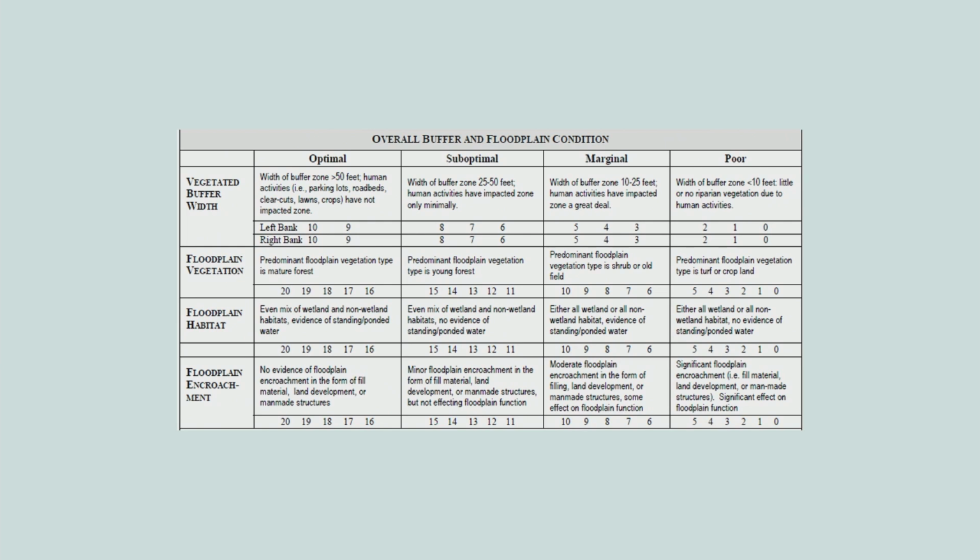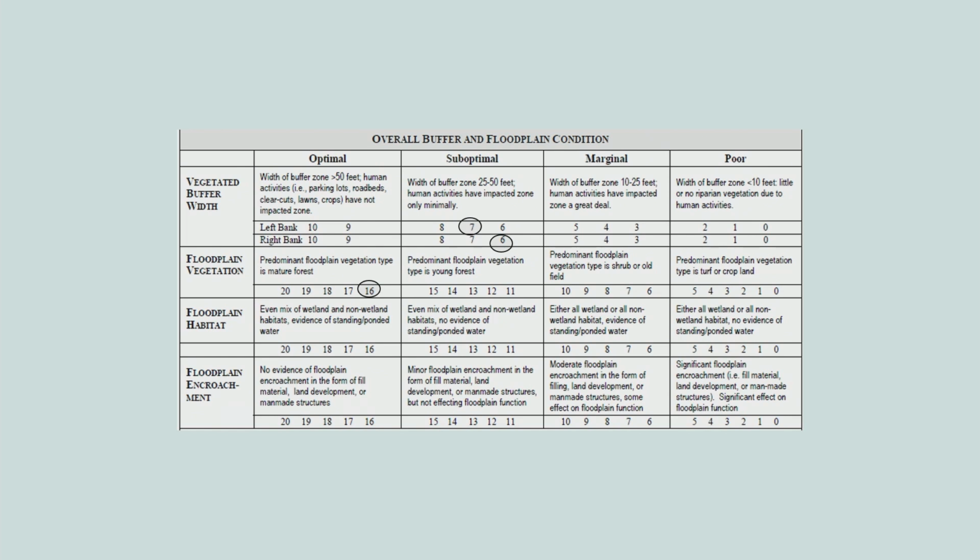The bottom half of the page is the overall buffer and floodplain condition. So for the vegetated buffer width, this reach was in a park, and housing was only close to one side of the creek on the downstream end. So the buffer still wasn't bigger than 50 feet, so I ranked that as suboptimal. Floodplain vegetation was pretty good. So it was a majority mature forest, so that made it into the optimal category.